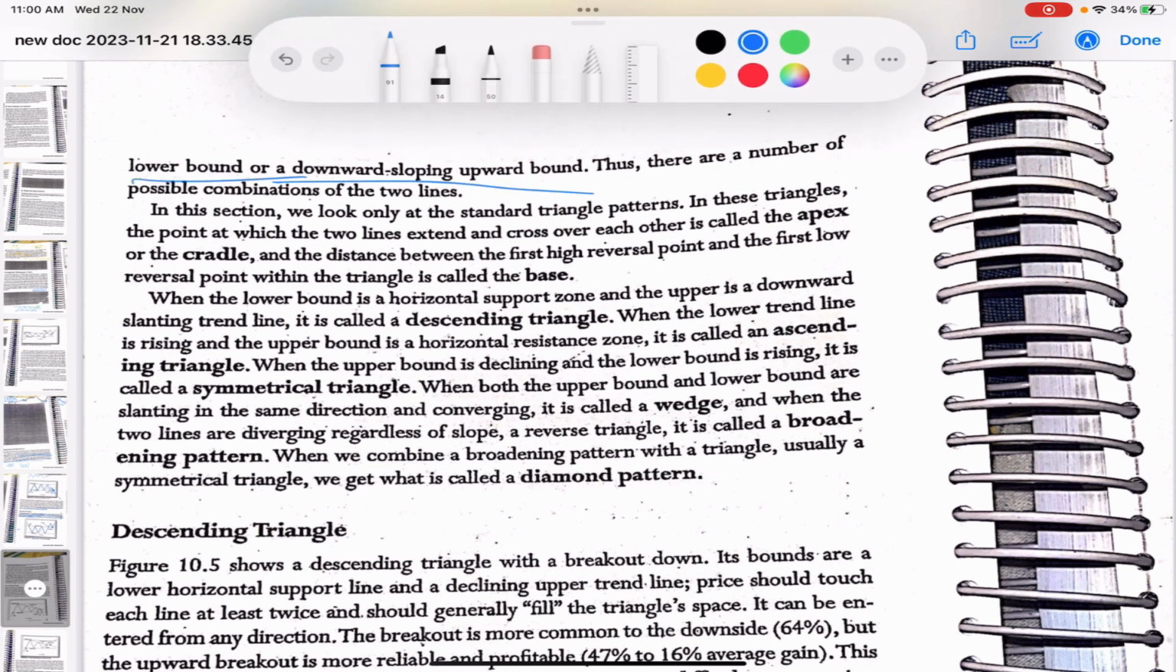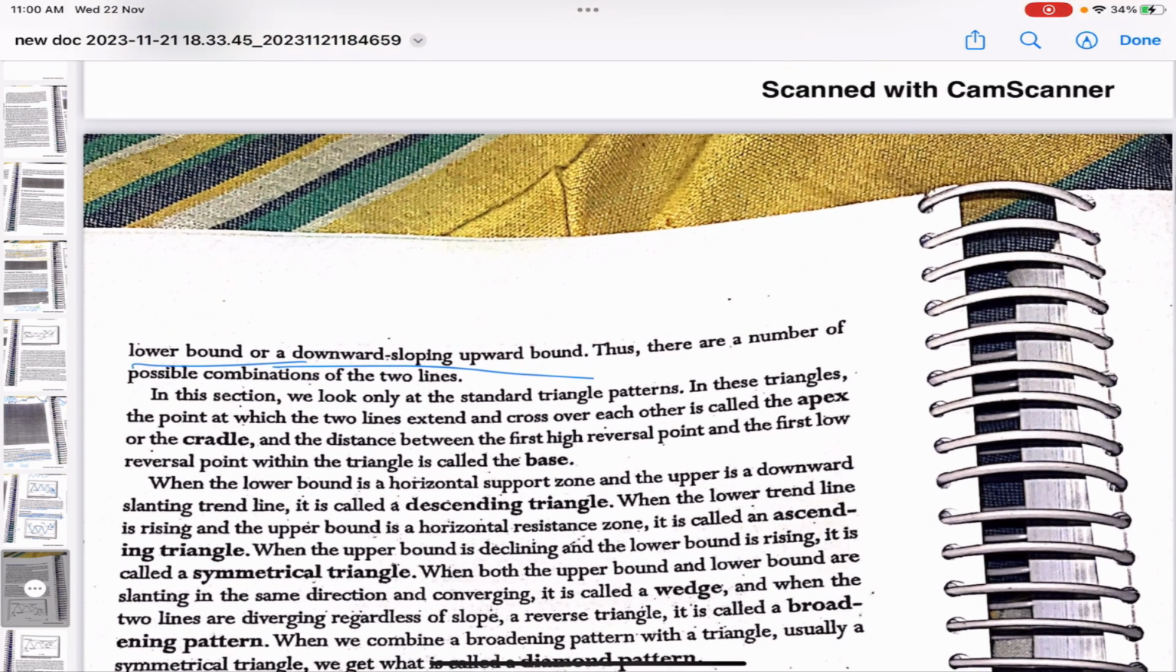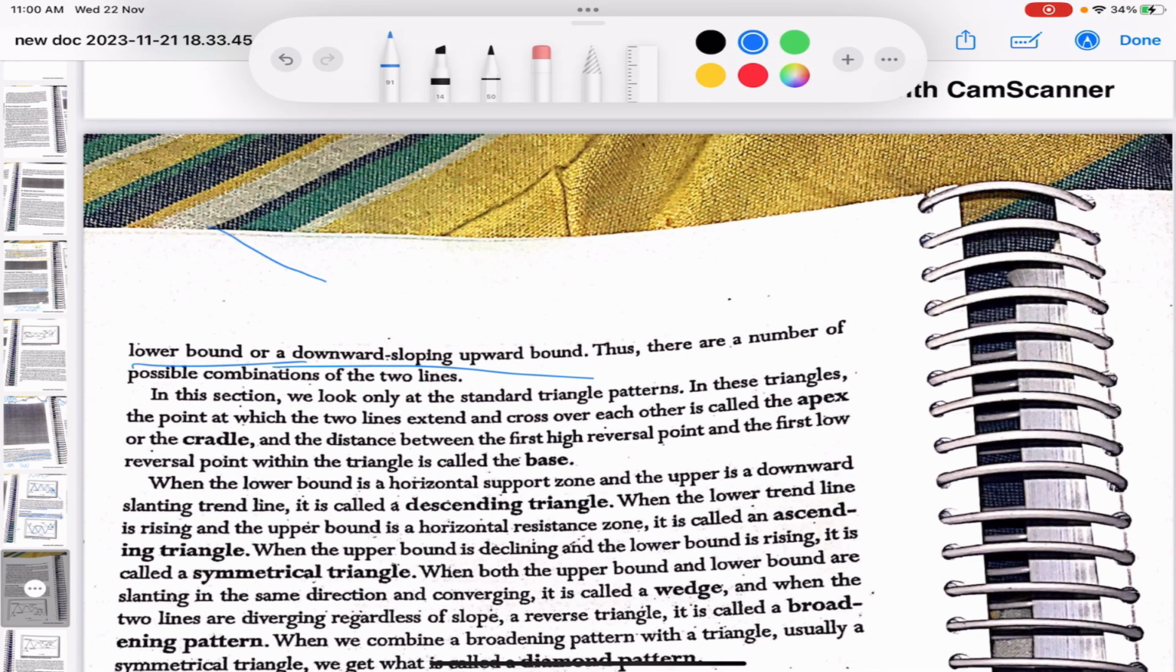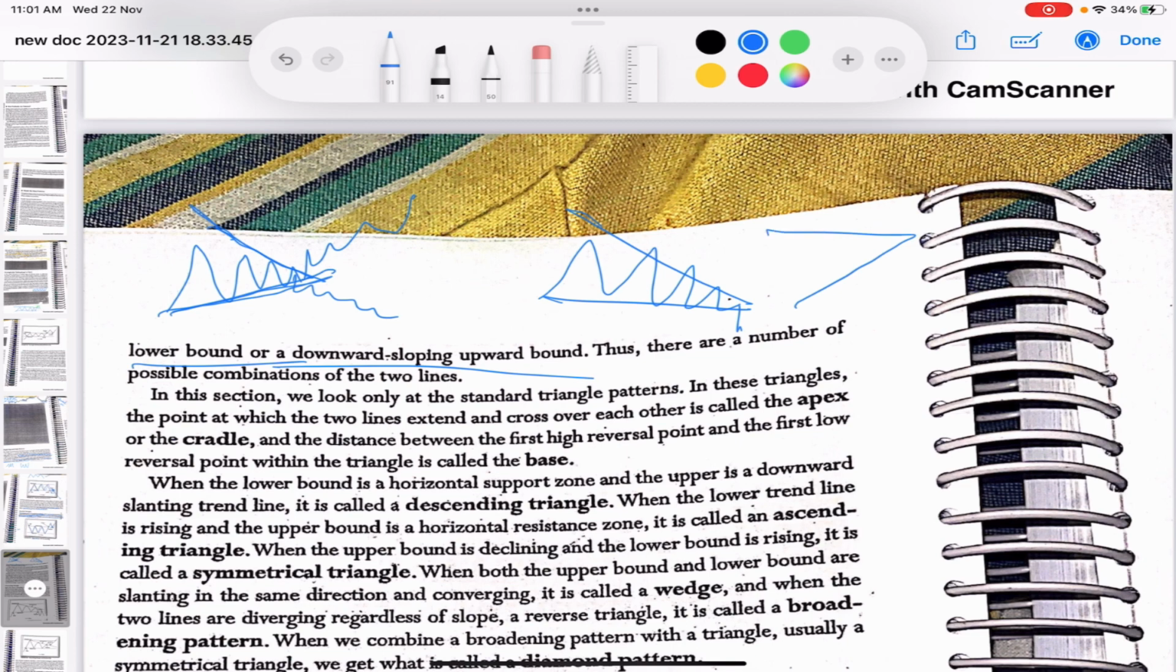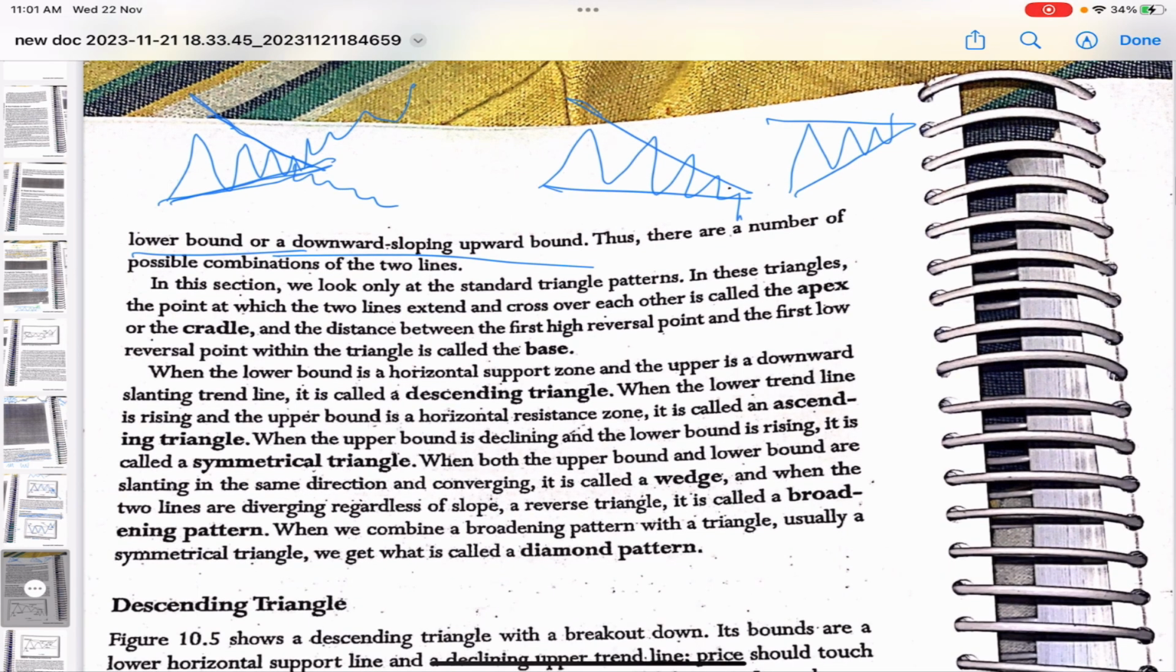So there are different ways how triangles can be. The first thing is, you can have a triangle like this with a trend line sloping downwards and sloping upwards, and there can be a breakout either on the upside or breakout either on the downside. You can also have, let's say, a descending triangle where it breaks out from here, or you can have an ascending triangle which is like this. Okay, in this section, we will look at the standard triangle patterns.